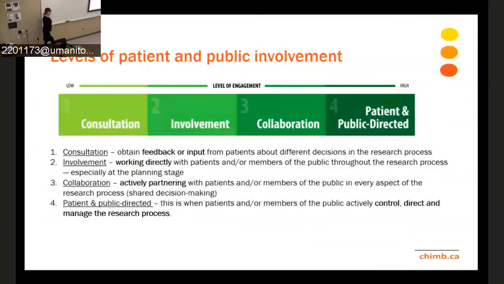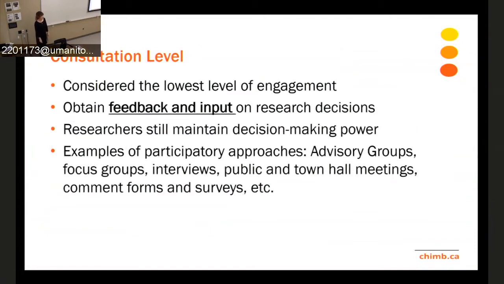Most of you probably know the levels of engagement, but engagement exists on a spectrum from the lowest end at the consultation level all the way to the patient-directed level. At the consultation level, we're looking at obtaining feedback and input on a research decision. Researchers still maintain a lot of the decision-making power. Different participatory approaches, whether it's focus groups, interviews, advisory groups, or town halls, are typically what you see at the consultation level.